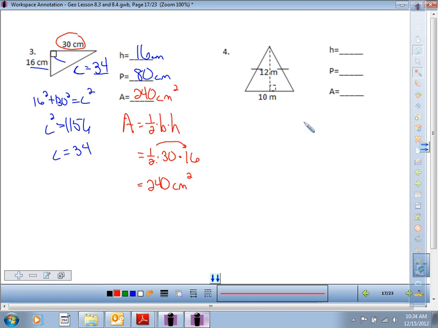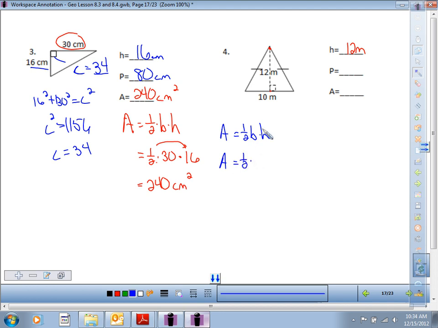Okay, number 4, we're going to have to do a little bit of work here. If we look at the height of this triangle, the height is the perpendicular distance from the vertex to the base. Well, there's the height, so the height is 12 meters. Now, perimeter we'll get to here in a second. First off, let's go to area. Okay, so if we look at area as 1/2 base times height, and I'd like you to write that every time. The more you write it, the better you remember it.